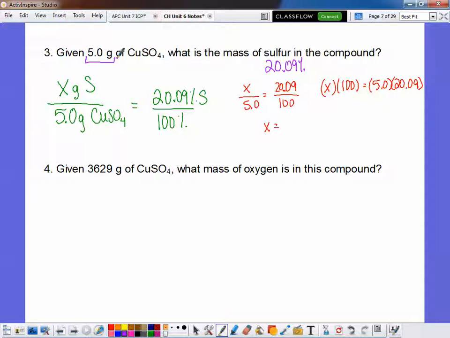How many sig figs does 5.0 grams have? 2. It has 2 sig figs. So we need to have 2 sig figs in our answer. Okay? So if you need to refresh your memory on how to do significant figures, go back to Unit 1 and review that stuff. What do you get as your answer with 2 sig figs? 1.0. And what's our unit? Grams of what substance? Sulfur. Because of the whole compound, only 1 gram of it is sulfur.